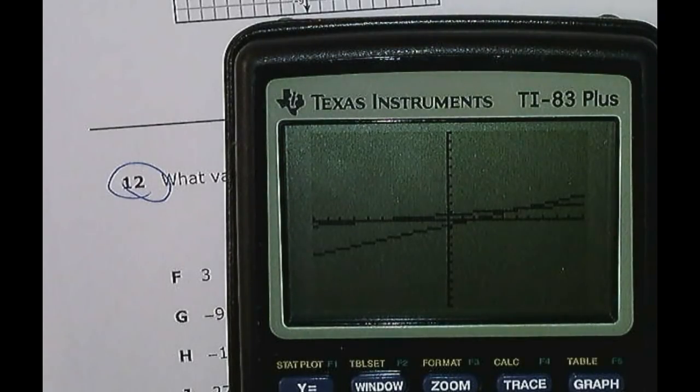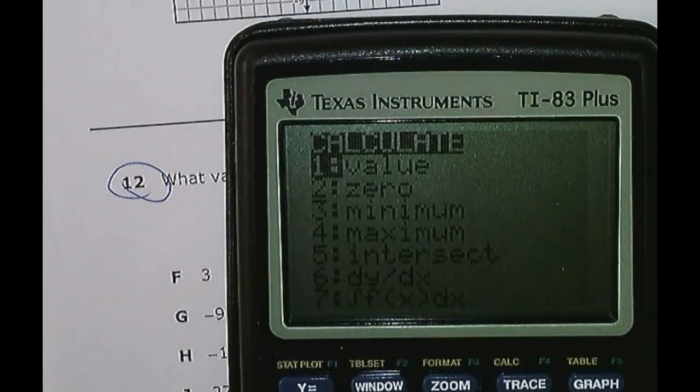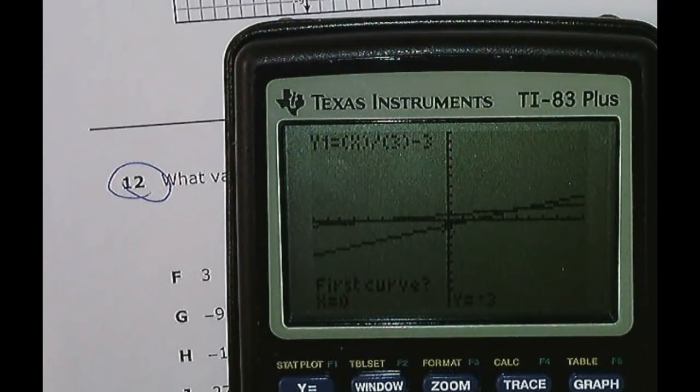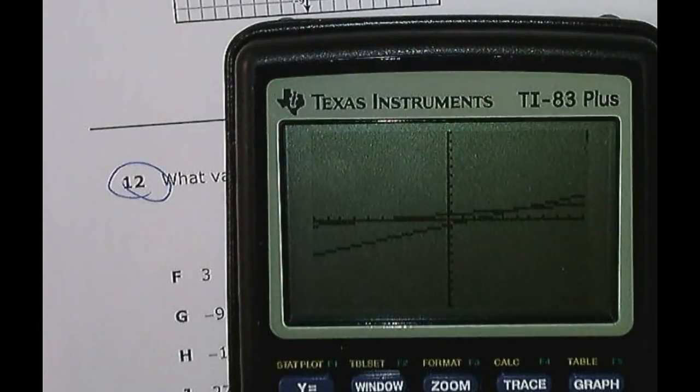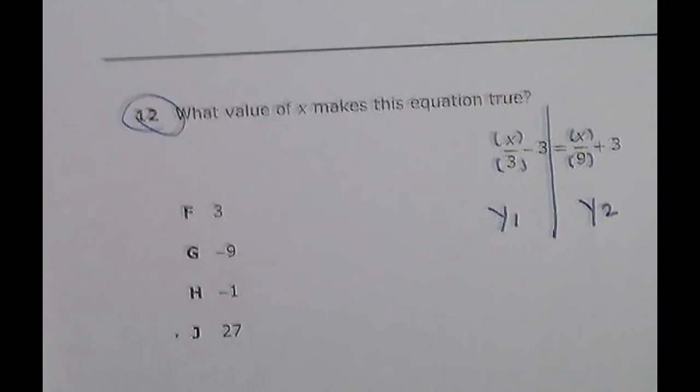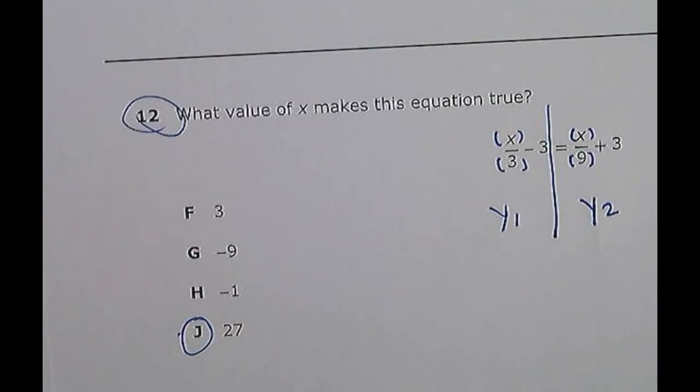So, let's go to second trace. We want to do intersection. Push the 5. And if you push the enter 3 times, you get the answer. 1, 2, 3. X equals 27. Well, I think that's choice J. I don't think it gets any easier than that.